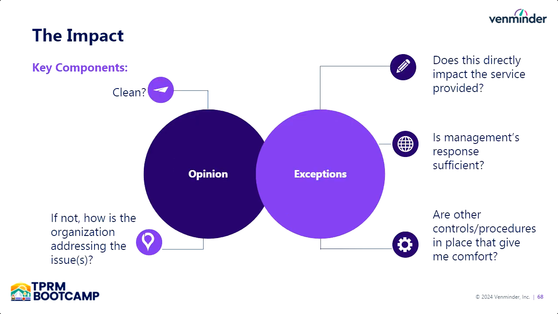So when we talk about the impact, what we're really saying is, what was the opinion of the report, and then what do those exceptions mean to me, right? So when we look at exceptions, we also want to consider the management's response, and then if there were any mitigating or compensating controls in place that would lessen any impact of that exception. And that's why we say that understanding the impact of the opinion and the exceptions is really key when you're reviewing a SOC report, because exceptions can range from a variety of different controls.